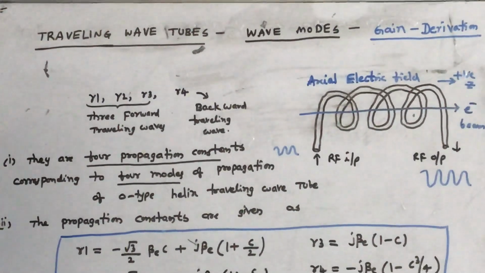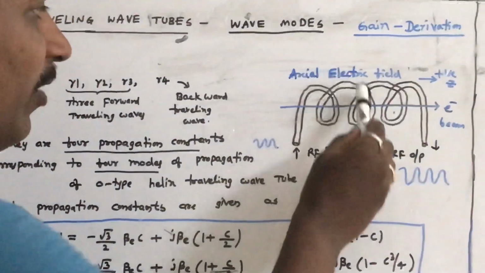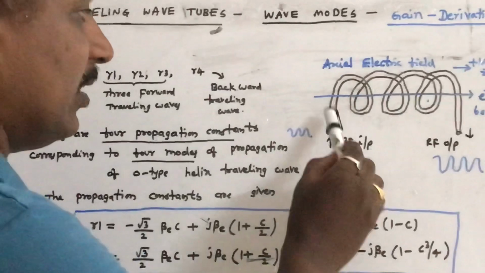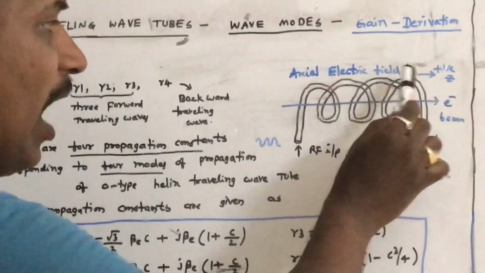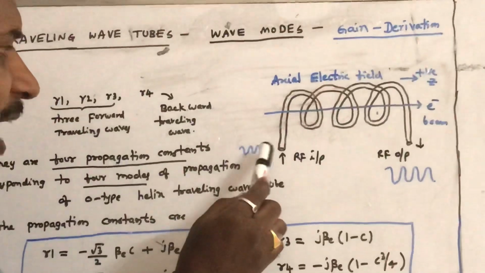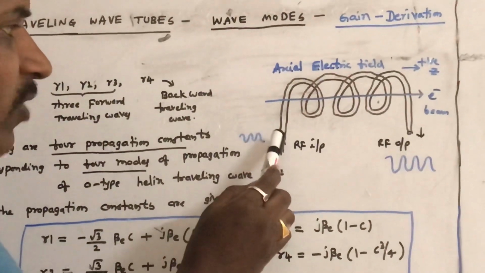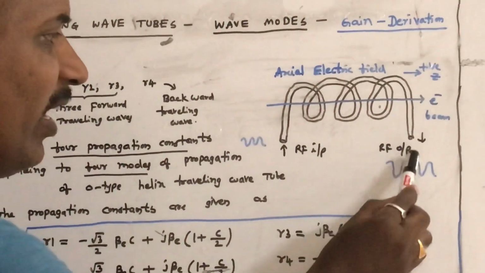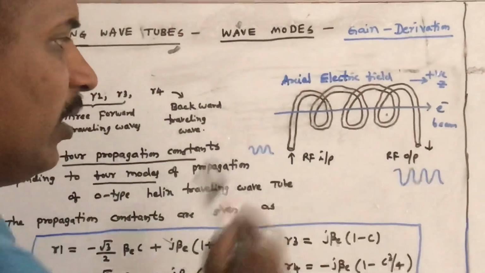See, this is the traveling wave tube slow wave structure, which I have explained in the previous class. This is the RF input which is to be amplified, which is given to one end of the helix. This is the amplified output at the other end of the helix.